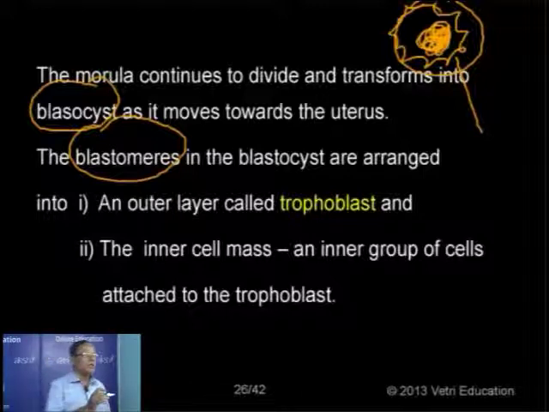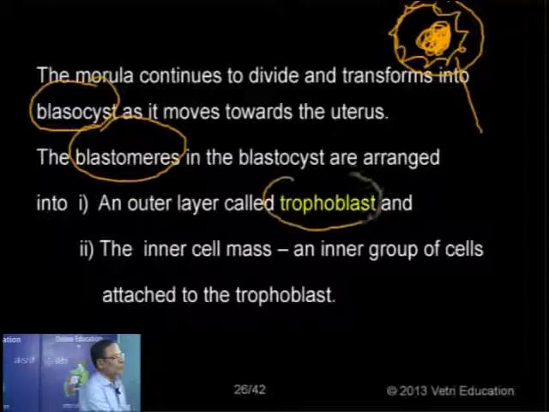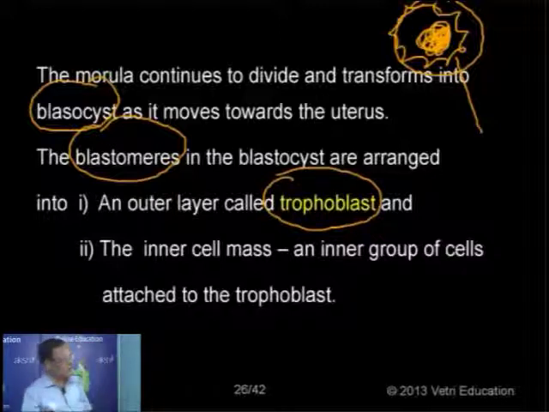Now the outer layer is normally a covering layer, also responsible for drawing nourishment during the later stage of development from the uterine wall, hence called the trophoblast. Trophoblast is concerned with nutrition, receiving the nutrients from the uterine wall and then providing them to the inner cell mass, which later becomes the embryo.